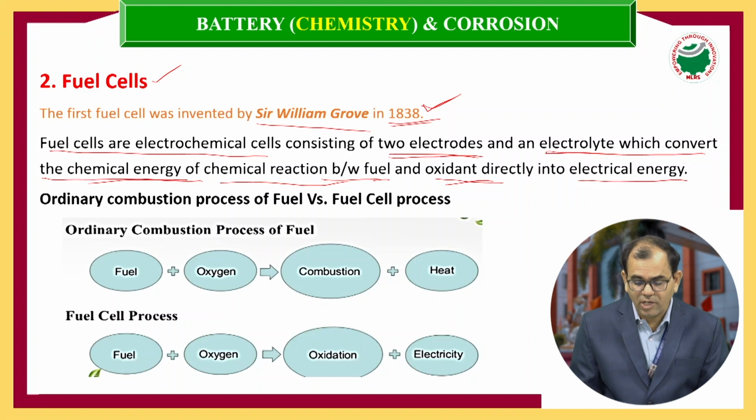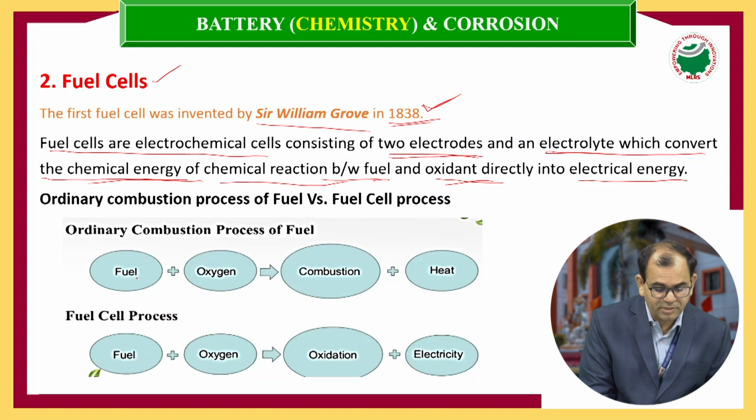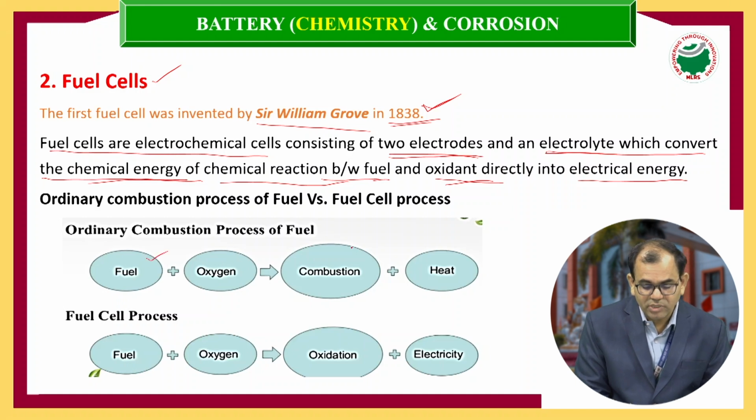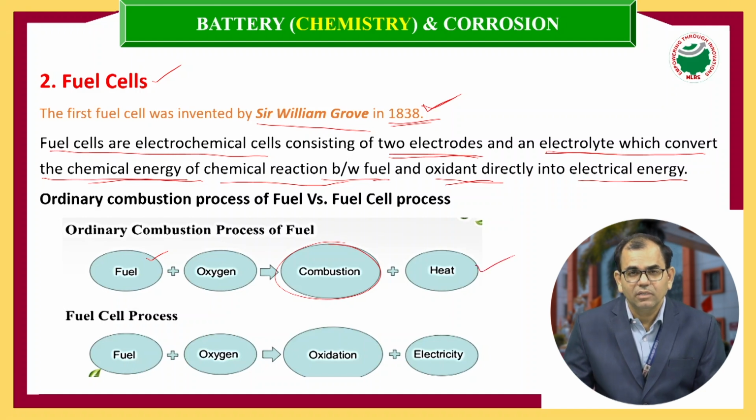Now let us see how to understand this. What is fuel and oxidant? Here you can see, in the first case, fuel with oxygen goes under combustion, followed by the release of heat energy. Let us try to understand what combustion is. Combustion is something burning inside the machinery, it could be a bike engine or a car engine. Whatever petrol or diesel goes into the engine, there will be ignition and there will be combustion.